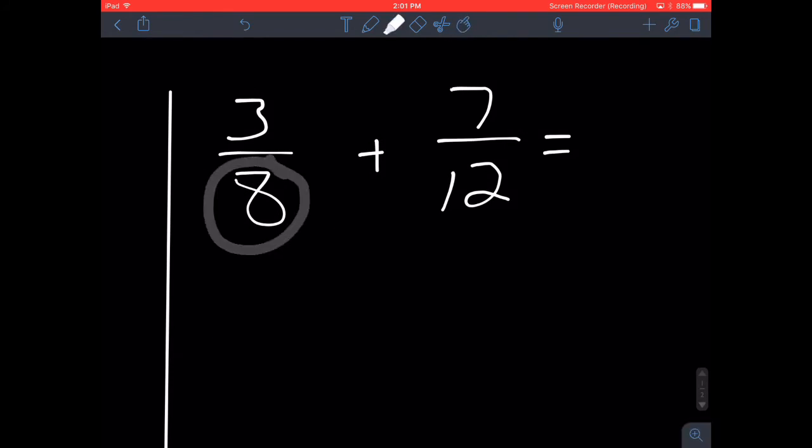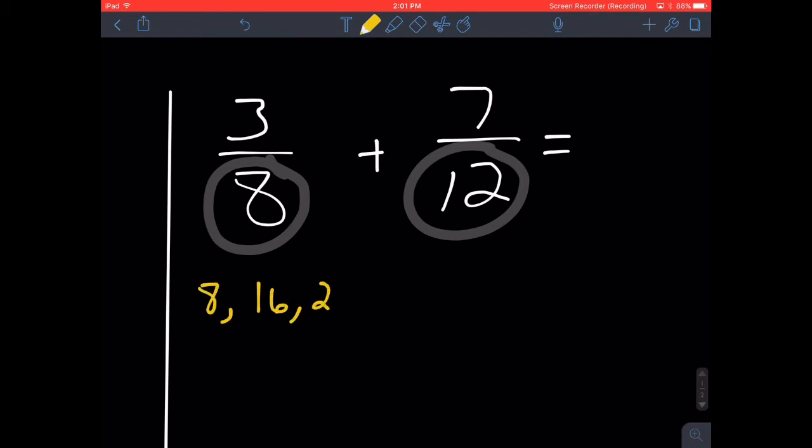Now in this example, our denominators are 8 and 12. Now there's no way I could turn 8 into 12, so that means I gotta change both fractions. In order to do that, I need to find the least common multiple. So we'll list out the multiples of 8 and 12. We get 8, 16, and 24 for 8. And then we do 12 and 24. Look at that, Yancey! They match!